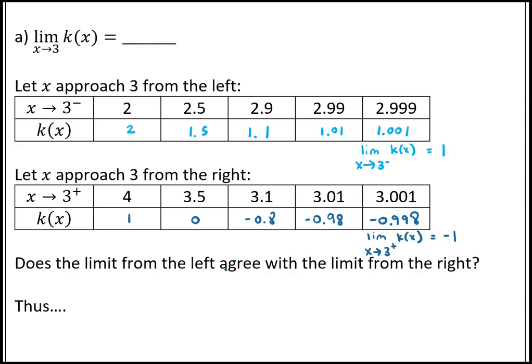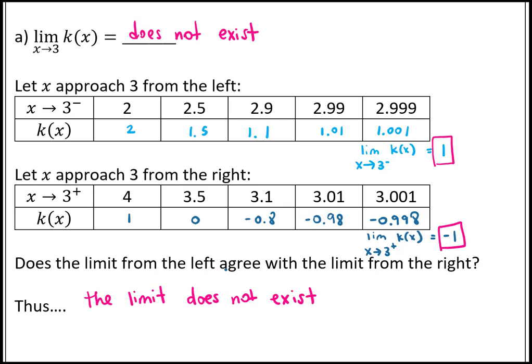And then we see that the left-hand limit exists, and the right-hand limit exists, but they don't agree. And since they don't agree, then the limit does not exist. And it's important to use that wording. You can't say no solution or zero or anything like that. You have to use the wording, the limit does not exist.